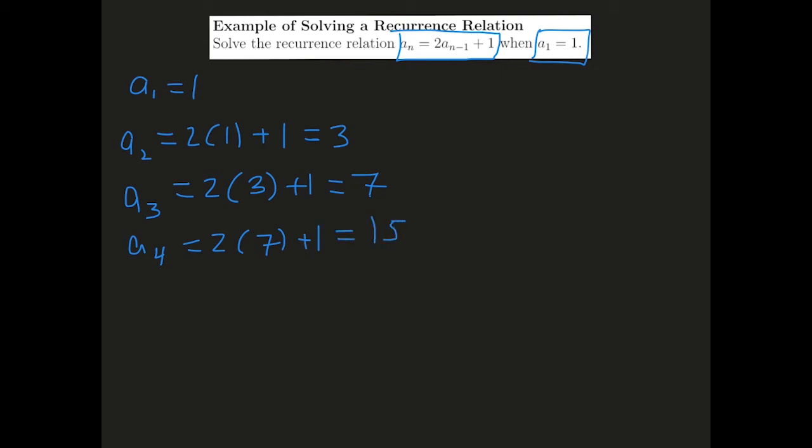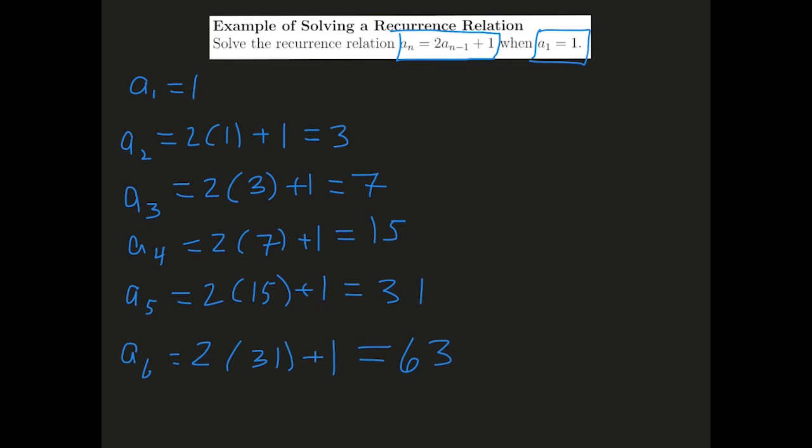Let's look at maybe one or two more. A_5 is equal to 2 times 15 plus 1, which is 31. A_6 is equal to 2 times 31 plus 1, which is going to be, let's see, 2 times 31 is 62, plus 1 more is 63.